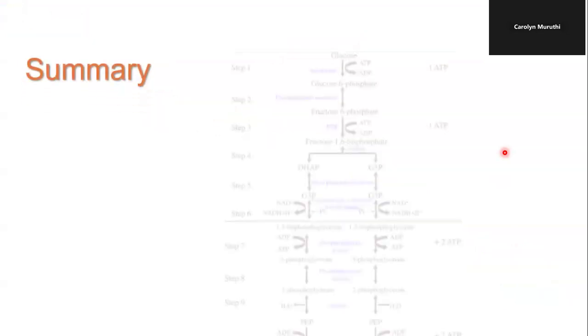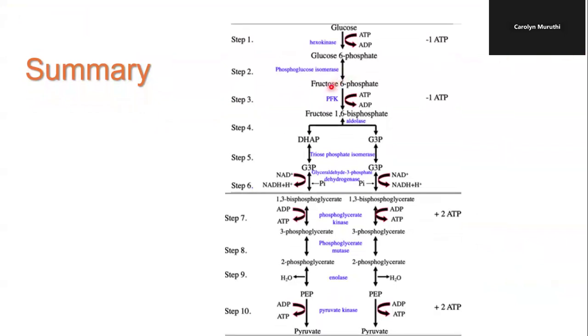So in summary, this is what we have. In the preparatory phase, we have utilized 2 ATPs at step number 1 and step number 3. However, in the payoff phase, we have generated 2 ATPs and another 2 ATPs, so a total of 4 ATPs. And so we can say that glycolysis results in generation of 2 ATPs, because it's 4 minus 2 to get 2 ATPs. We also have generation of NADH, which will be shuttled to the mitochondria to undergo oxidative phosphorylation, as we shall see.